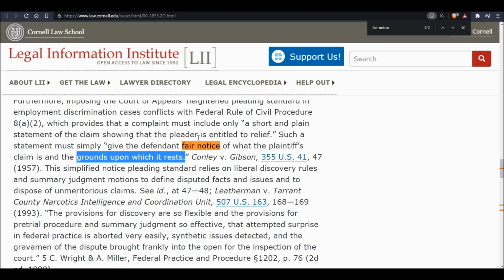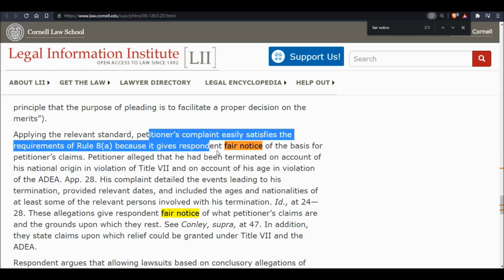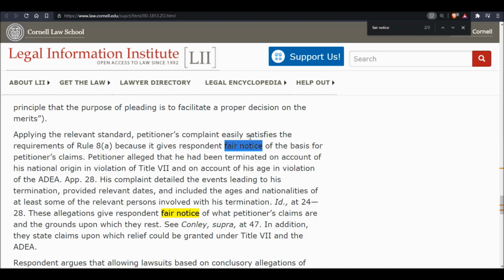Merely saying someone did this to you is not sufficient. And if your why and how is based on some speculation of something you read online in some PDF, you are screwed. Applying the relevant standard, petitioner's complaint easily satisfies the requirements of Rule 8(a) because it gives respondents fair notice, meaning the moment that you show the why and how, it is considered fair notice. Everyone knows that you give notices, right? But has whoever told you about giving notices told you what constitutes a notice and how that notice can have standing? It's the why and how. And most importantly, to keep it simple. And when that's done, you've given fair notice. Fair being a due process aspect. Because it gives respondents fair notice of the basis for petitioner's claim.